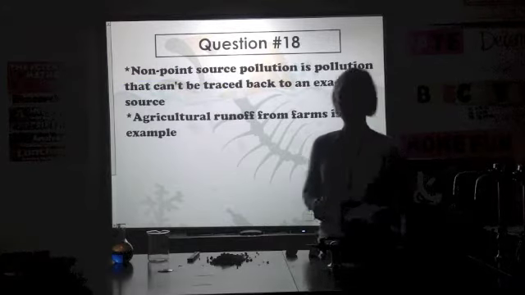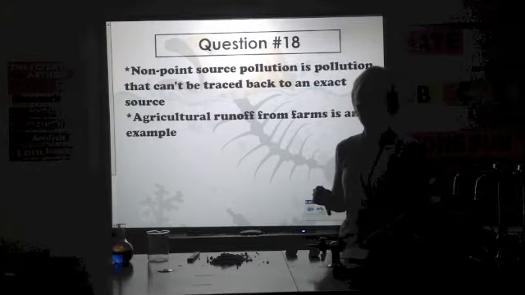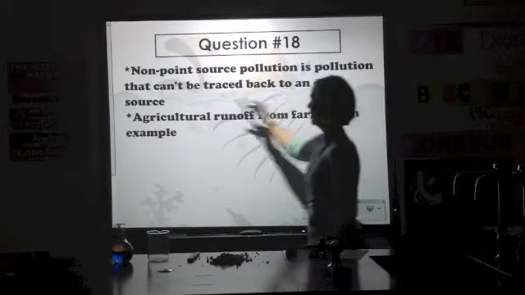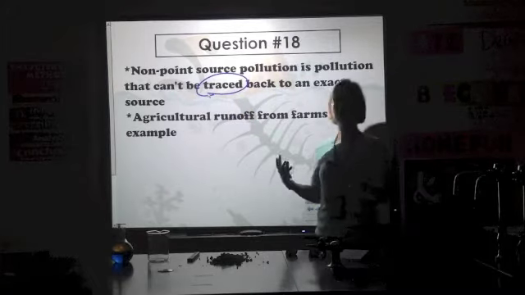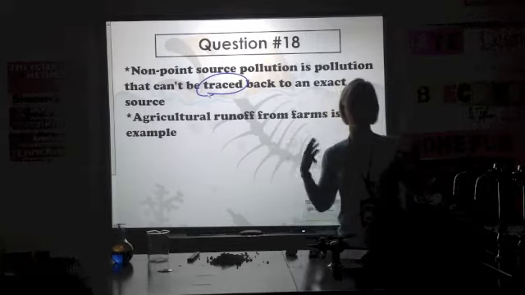All right. The next question is question number 18, and it says, what is meant by non-point source pollution? And then look over examples of non-point source pollution. So non-point source pollution, we're not able to really trace its origin. So we know that like urban runoff, that's a pretty broad area. Urban is covering a large bunch of real estate here.